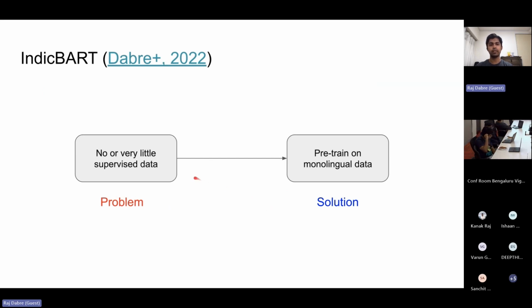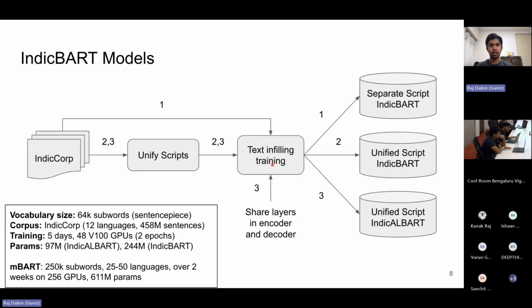So what happened when we started our NLG journey? We realized that there is very little or almost no supervised data. So the solution that people typically use when you have very little amount of supervised data is to perform pre-training on a large monolingual data. We are in the LLM world, so this is fairly obvious, but back then it wasn't that obvious. So what we did was we trained what is known as the IndicBART model, which is an encoder-decoder model for the top 11 Indian languages, top 11 in terms of number of speakers as well as availability of data.